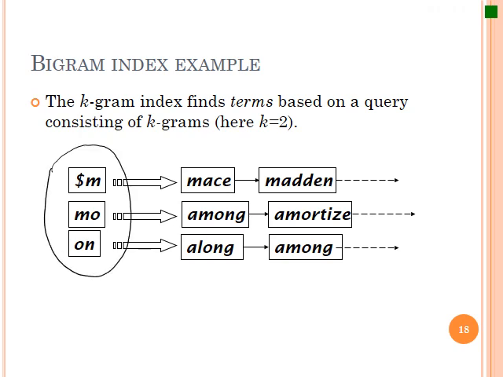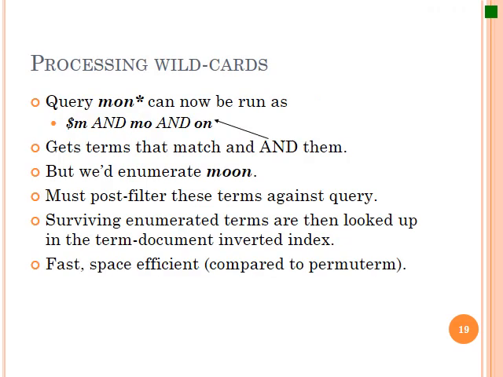Then this one gives you basically a list of all dictionary terms that contain $M. This is a list of terms that contain MO, and so on. So now, given this new index, how do we process wildcards?